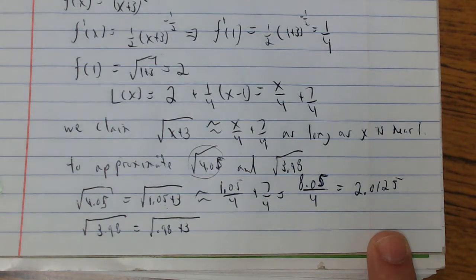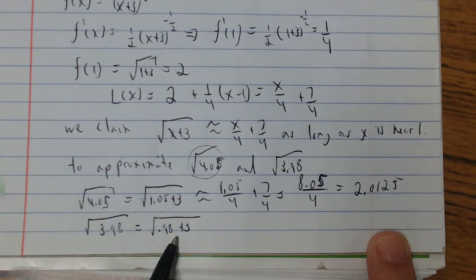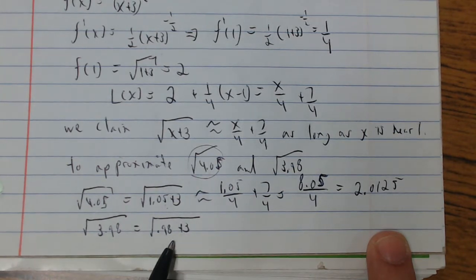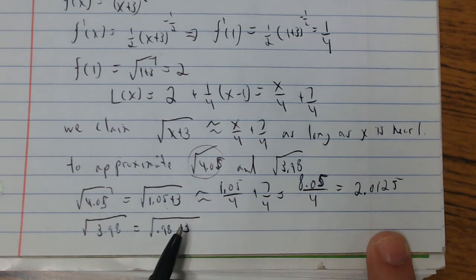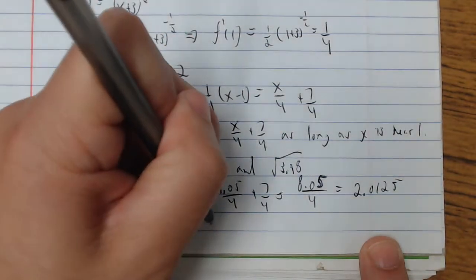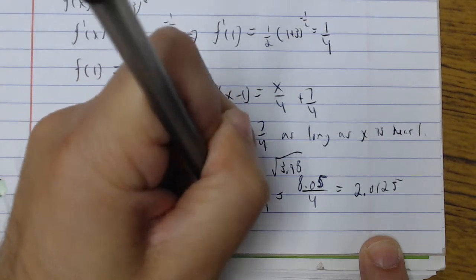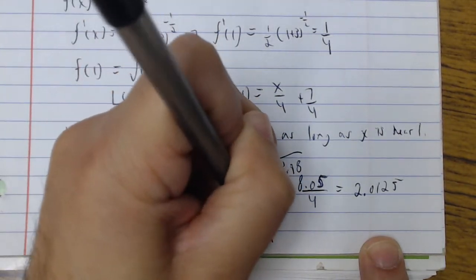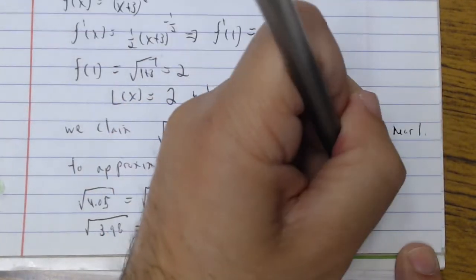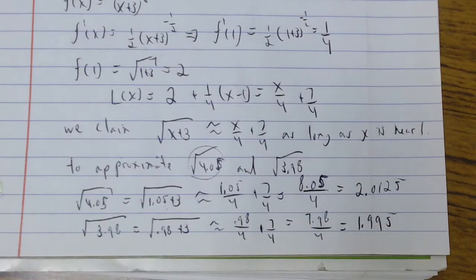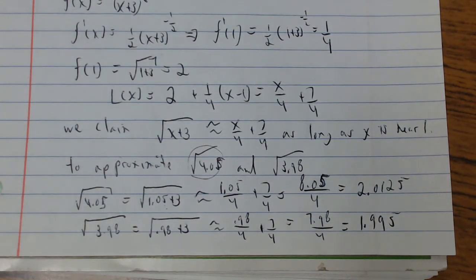If you've already thought about it, the one on the bottom is going to be a better approximation. How come? Because 0.98 is closer to 1 than 1.05 is. Both are going to be good approximations, but the closer you are to the point of tangency, the better your approximation is going to be. So this is roughly 0.98 over 4 plus 7 over 4, which is about 7.98 over 4, and as a decimal that becomes 1.995. All we're really doing is finding the equation of the tangent line and using that to approximate.